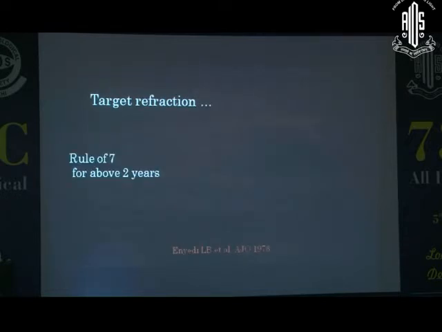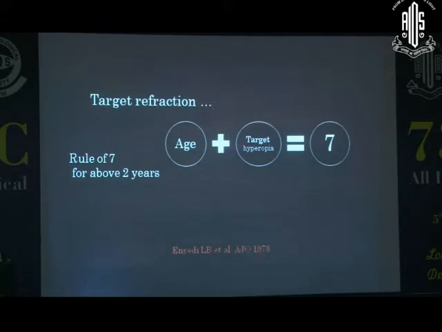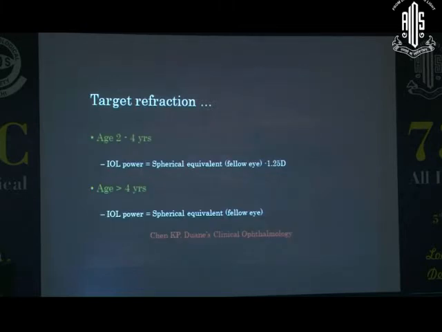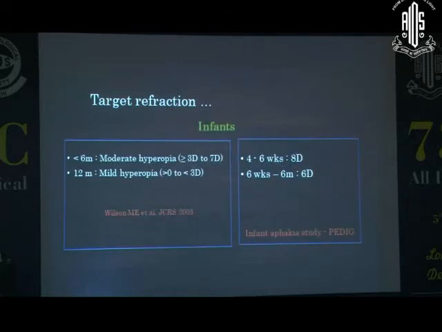So it is the target refraction next. After you choose the formula, you need to decide what power to take. There is a rough rule of 7 for children above 2 years, where age plus target hyperopia should be 7. For example, if you plan for a 2-year-old child, then plus 5 diopters you keep as target refraction, so that you have 7 as the number. And there is another method which most of us follow: for age 2 to 4, IOL power is equal to the spherical equivalent of the fellow eye minus 1.5. This is very rarely used, based on the other eye. For children more than 4 years, IOL power is the spherical equivalent of the fellow eye. This method is really not much used.